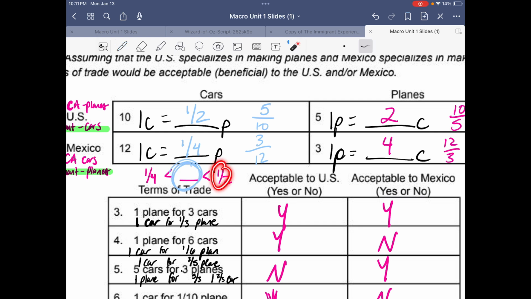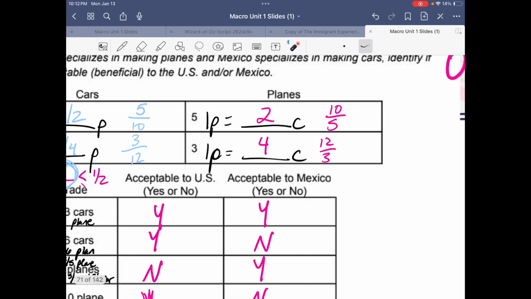1/2 is greater than some number here, which is greater than some number here. So 1/3 would fit in there. You could put literally any number in there that fits. This is 0.5, this is 0.25, we could say 0.3, we could say 0.48. Any of those would be acceptable terms of trade because it's within the opportunity cost bounds of making it for each country or trading for it.